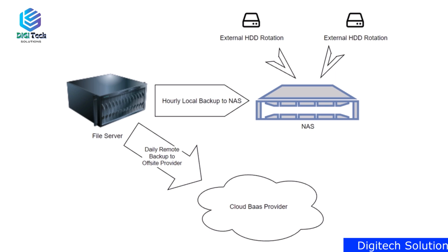So what you could do is set up an external hard drive rotation and connect it to the NAS. At any one time, one of these external hard drives is connected and the other is taken offsite, maybe to some sort of storage safe or protected environment where you know that data is going to be safe. Now, there are a couple of downsides to doing this. Obviously, this is more prone to human error.